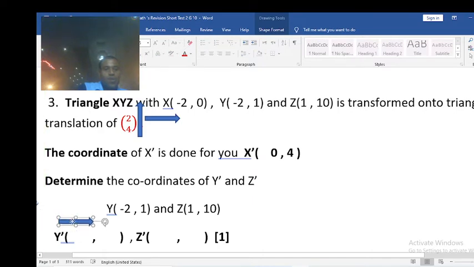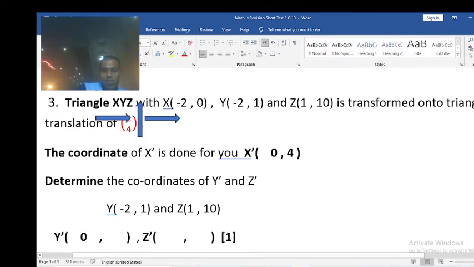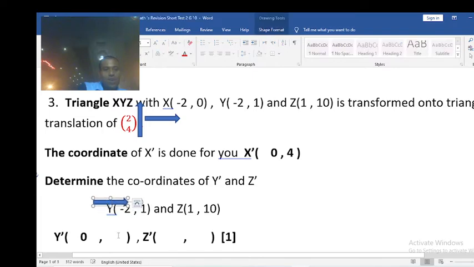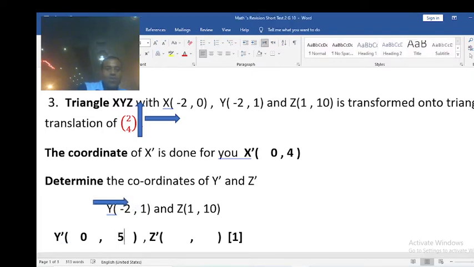So we told, I will add -2 to 2. It will be 0 here. Okay, I will just write 0. Then I will add 4 to 1, gives 5. Here is 5. So the image of y is y dash, with coordinates 0, 5.